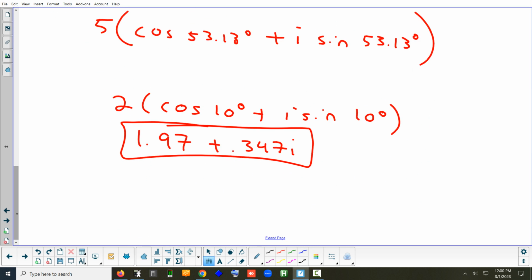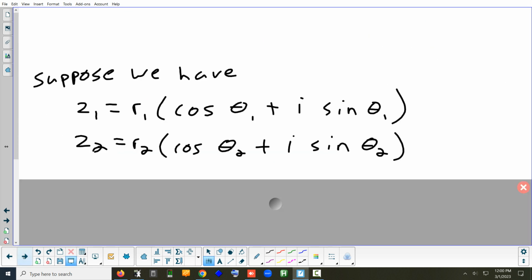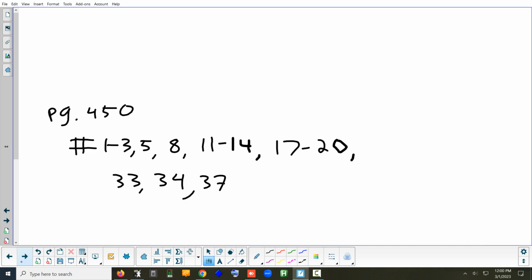Okay, so the last thing we're going to look at tomorrow is, what's the advantage of writing a number in trig form? Well, it gives us a very quick way to multiply and divide. So we were almost done. So multiplying and dividing. And then 8.4 is still looking at numbers in trig form, but taking square roots and raising to powers. So there's 4 things that we're going to look at how to do with these numbers.